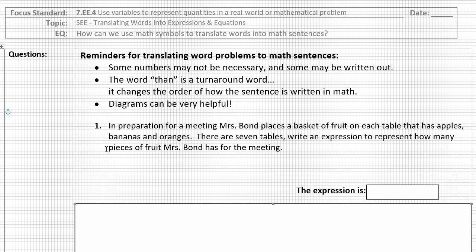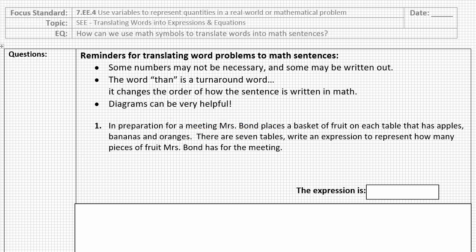Here's our first problem. In preparation for a meeting, Mrs. Bond places a basket of fruit on each table that has apples, bananas, and oranges. There are 7 tables. Write an expression to represent how many pieces of fruit Mrs. Bond has for the meeting. So I'm going to let you think about that. Can you draw a diagram? What do you think that's going to look like in mathematics? And I'll give you a hint. We're going to use A for apples, B for bananas, and O for oranges.